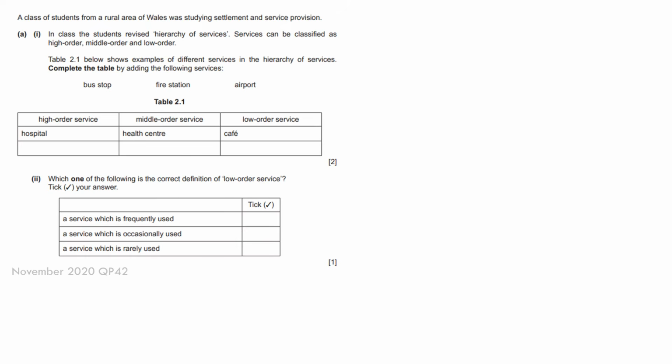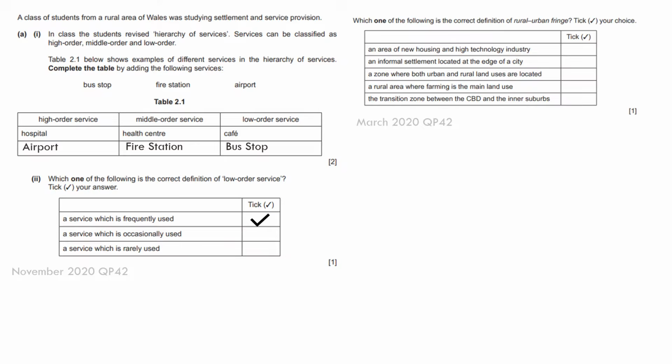These are all questions taken from paper 4 that applies this theory. So here you are asked to categorize a high order service, a middle order service, a low order service. Well, a bus stop is used all the time, an airport is rarely used, so a fire station has to go in the middle. And what do you mean by low order service? Here we go, a service which is frequently used.